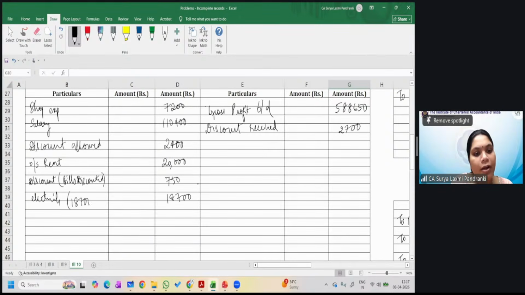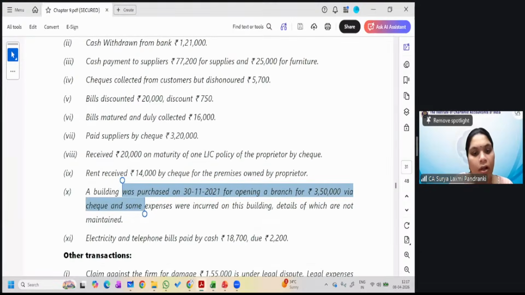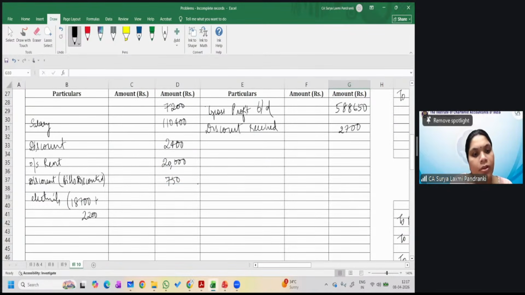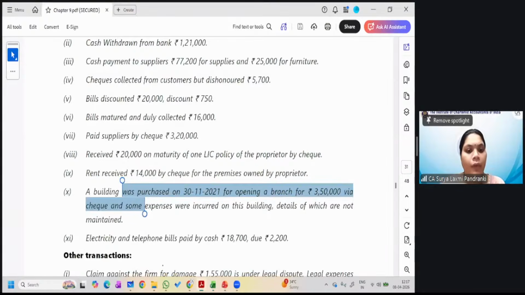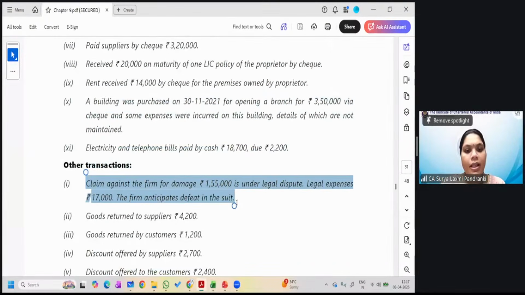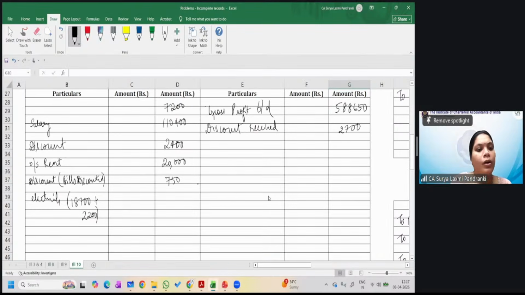Plus, we also have to take the outstanding. So I'll take both of them together. 2,200. How much? 2,200 plus 2,200. 20,900. That will be 20,900. Correct? Yes, ma'am.